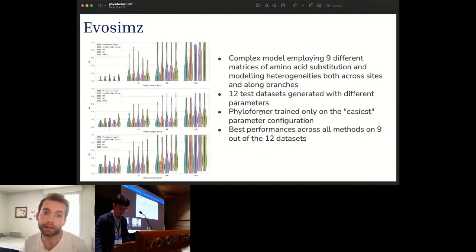if you look at the plots, one can see that Phyloformer always manages to output a Robinson-Foulds distribution more skewed towards low Robinson-Foulds values. And moreover, if we just look at the mean Robinson-Foulds distance between the true and predicted trees, we see that we get the best performances across all methods on 9 out of the 12 datasets, being outperformed in the remaining 3 by not that much, only by maximum likelihood methods, which, as we shall now see, are significantly slower.